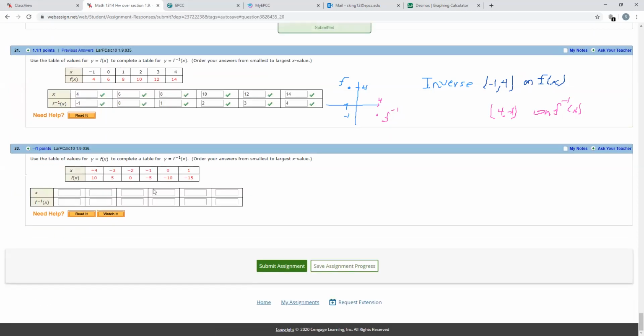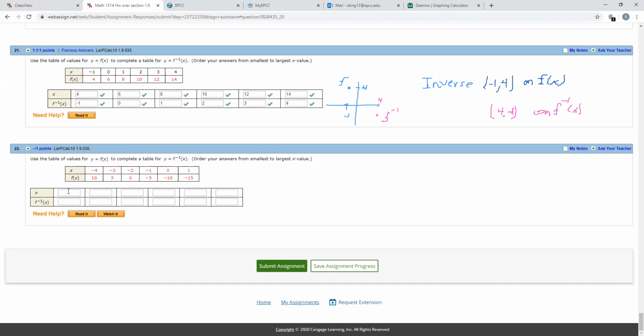And the same thing down here. So you guys can do that. Just make sure when you write, you're supposed to write the smallest x value first. So if we look here, this y value of 10 is going to become an x value when you invert it.